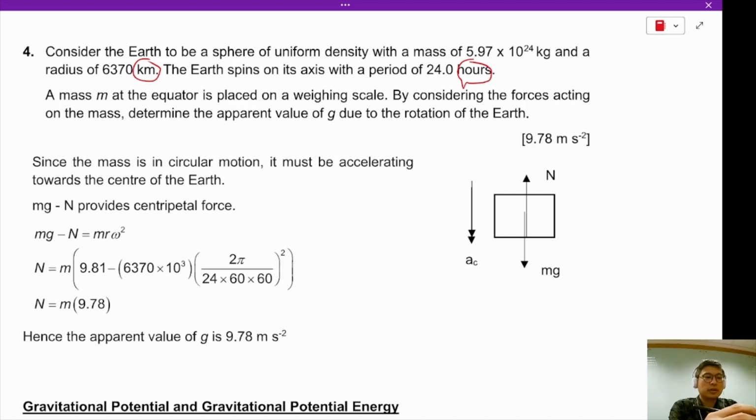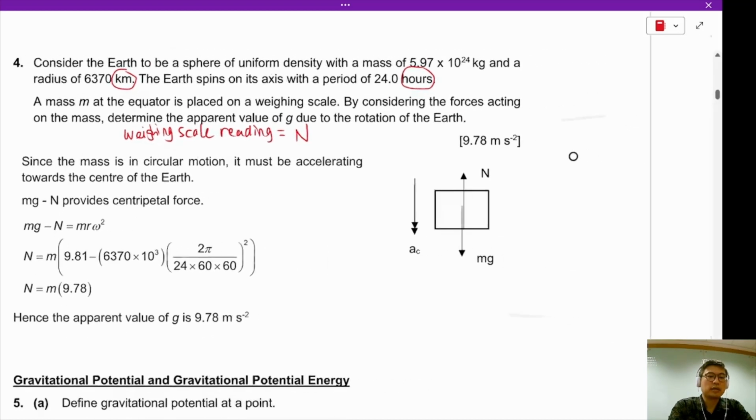A mass on the equator is placed on a weighing scale. By considering the forces acting on the mass, determine the apparent value of g due to the rotation of the Earth. So basically what we want to find is what is the weighing scale reading. Now the weighing scale reading is going to be N, the normal force on the mass.